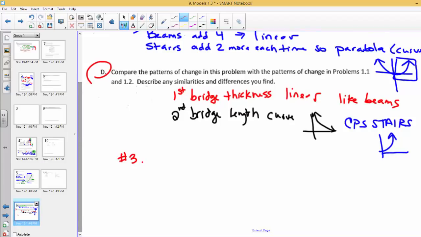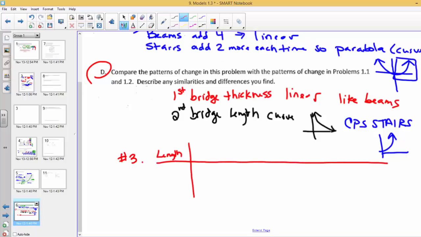So in number 3, you're using the exact same data as we did for the very first problem. So the length is 1, 2, 3, 4, 5, 6, 7, 8. For the length of 1, you have that single triangle, which has 3 rods. And then every time we increased by 4. So 7, 11, 15, 19, 23, 27, 31.